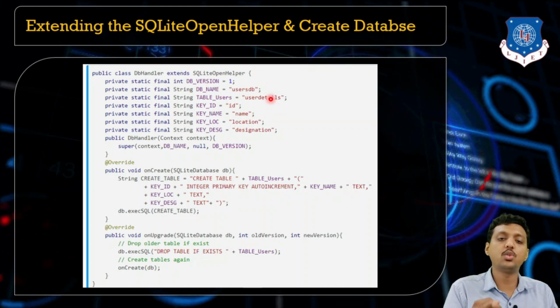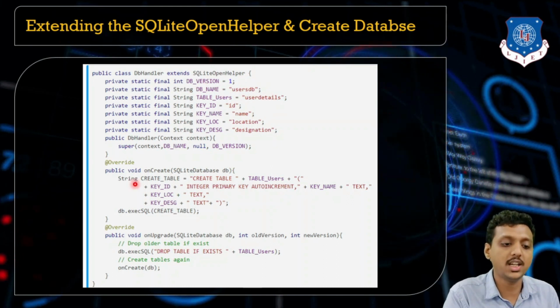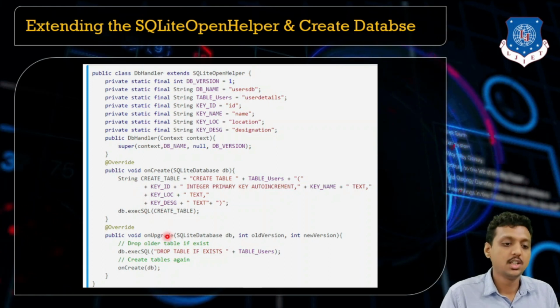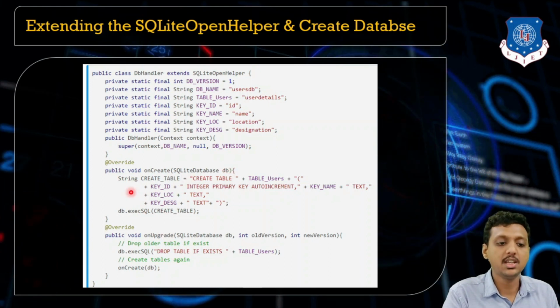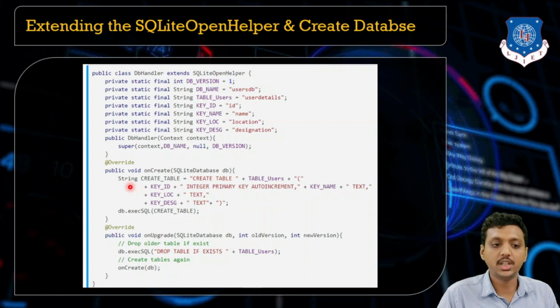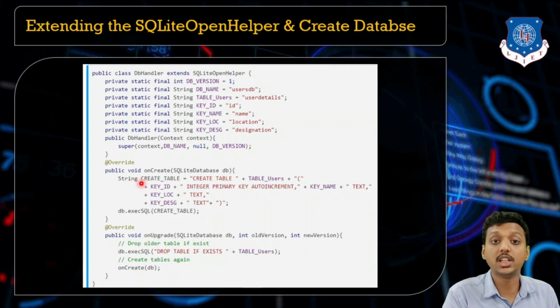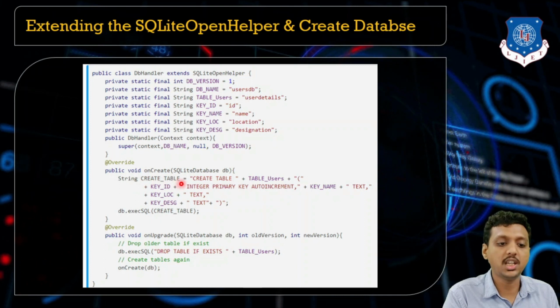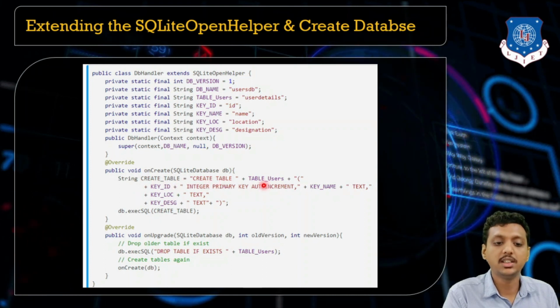Now, you need to override two different methods. One is onCreate, the second one is onUpgrade. So here it is, SQLiteDatabase db. You just need to write down your query to create the table, like String createTable is equal to CREATE TABLE, then the table name.